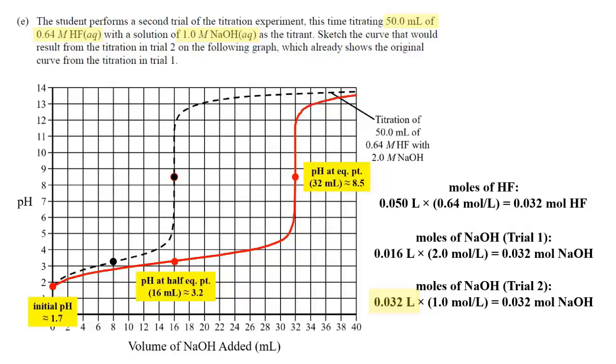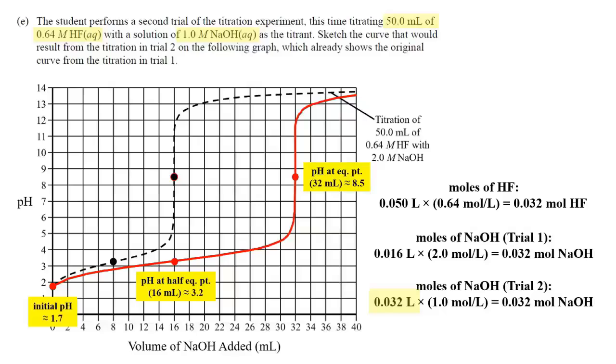So these 3 points that I'm highlighting on the slide, indicating the important features of the titration curve for trial 2, are: the initial pH should be the same as it was in trial 1, about 1.7. The pH at the half equivalence point is approximately 3.2, and that would occur at 16 milliliters of NaOH added. And then the pH at the equivalence point would be approximately 8.5, and that would occur on the x-axis after 32 milliliters of the titrant is added. So those are the features I'd be looking for in this curve.